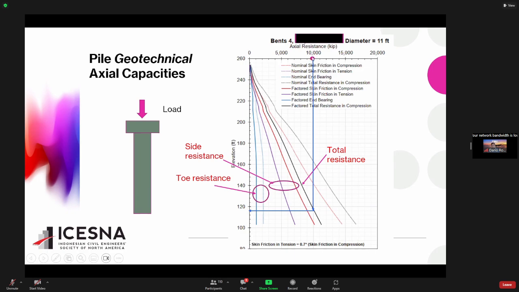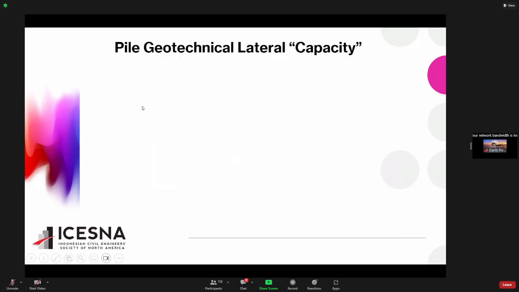You need 10,000, you need 1,500, you need more. If you need only 5,000, it will be less, right? So you can use this curve to basically estimate the pile length that you need for axial load. Right? And for lateral, the same thing, right?